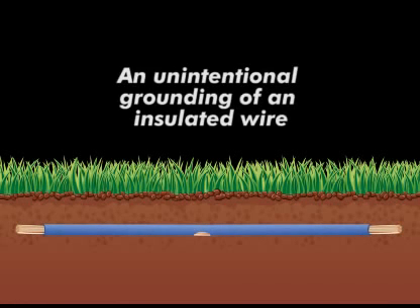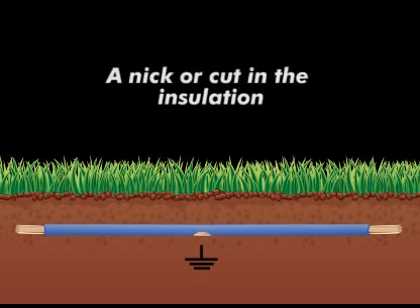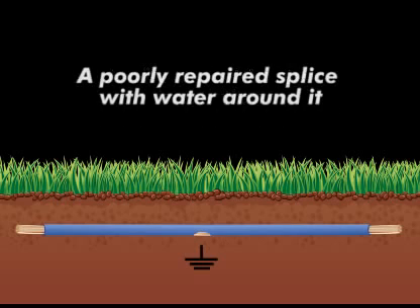A ground fault is an unintentional grounding of an insulated wire. What can cause a ground fault? A nick or cut in the insulation. A poorly repaired splice with water around it.